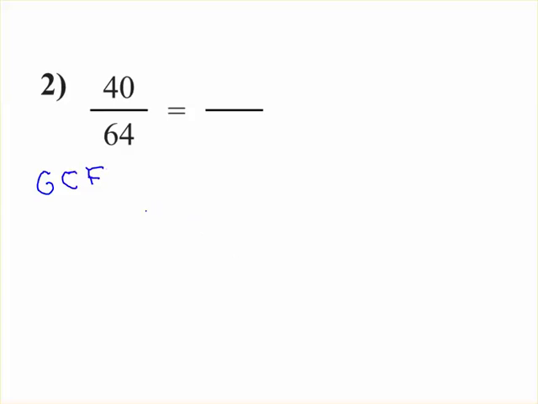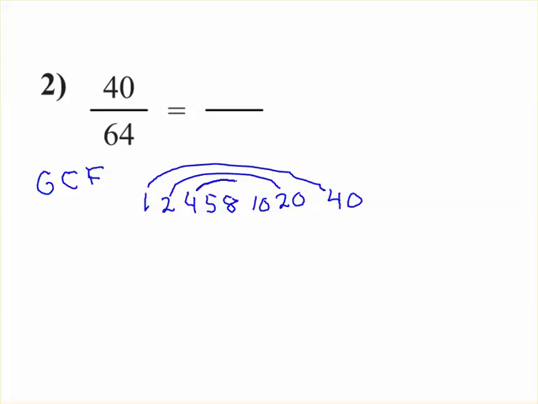Okay? And we need to list the factors of 40. Those are the things that you multiply together to get 40. And we need to list the factors of 64. So here we go. 40 is 1 times 40, 2 times 20, 3 times nothing, 4 times 10, 5 times 8. Okay, so those are all the ways that you can make 40. 1 times 40, 2 times 20, 4 times 10, and 5 times 8.